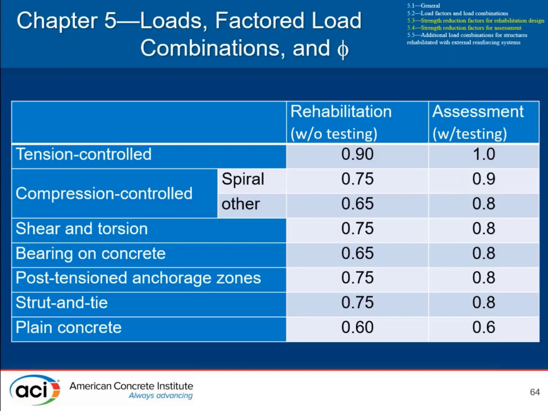If you're determining material properties from contract documents or based on original construction dates, then the strength reduction factors to use are the more conservative ones in the center column.